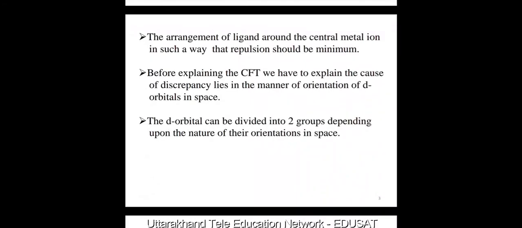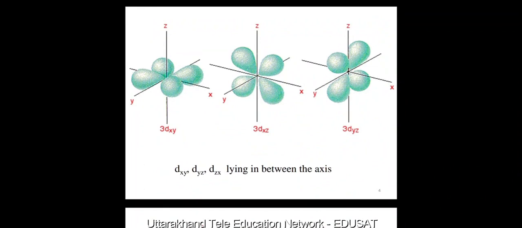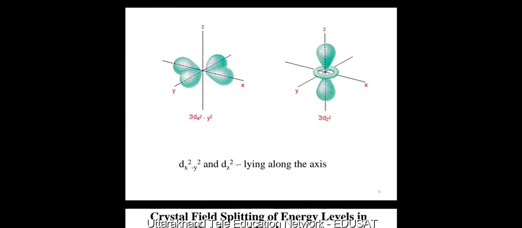The d orbitals can be divided into two groups depending upon the nature of their orientations in space. One group consists of three orbitals which are in the region in between the axes, while the other group consists of two orbitals which are along the axes. In the case of a free metal ion, all the five orbitals have the same energy, that is, they are degenerate, meaning energetically equal.